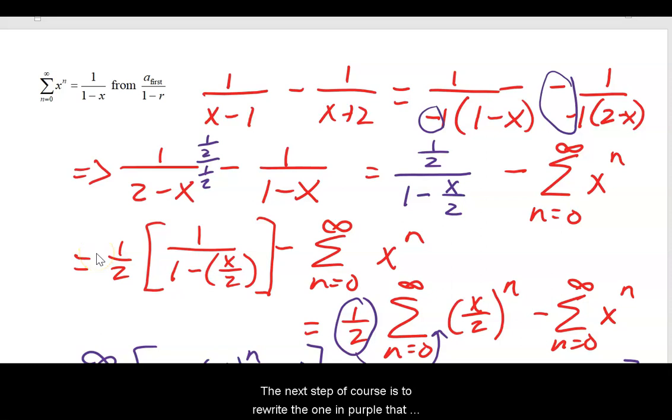The next step, of course, is to rewrite the one in purple that you see here in terms of its power series formula. That would be pulling the 1/2 to the front as a constant coefficient factor, which leaves 1 over 1 minus x over 2. X over 2 will replace the variable x in the power series formula.